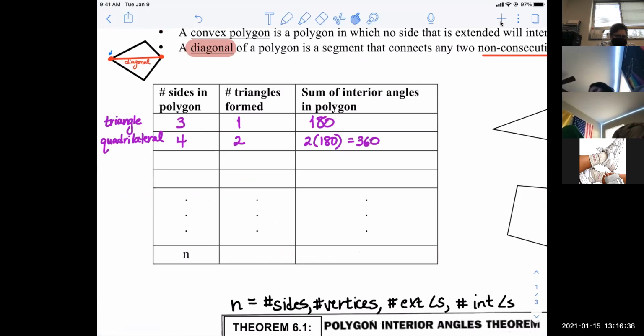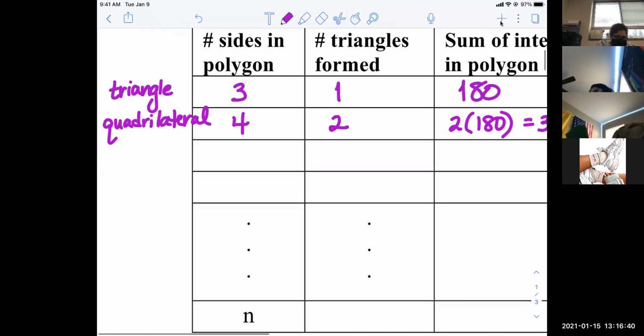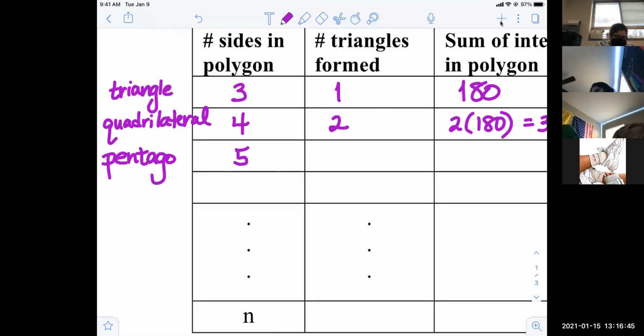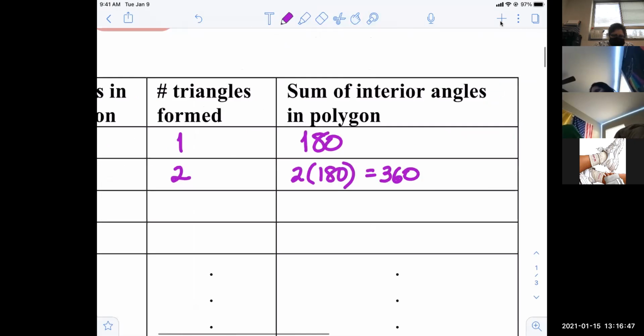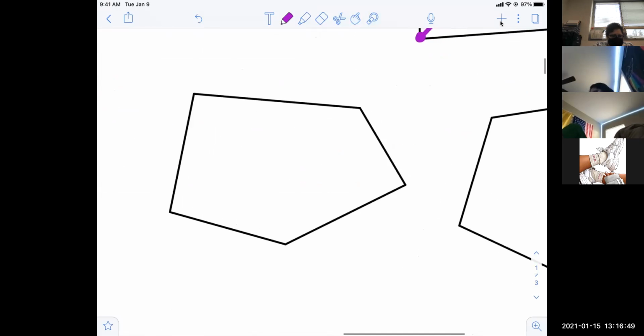Okay, what do you call a 5-sided polygon? Pentagon. There's a building in Washington called the Pentagon. Okay, so find the pentagon over here. Pick a vertex, any vertex, Kara.